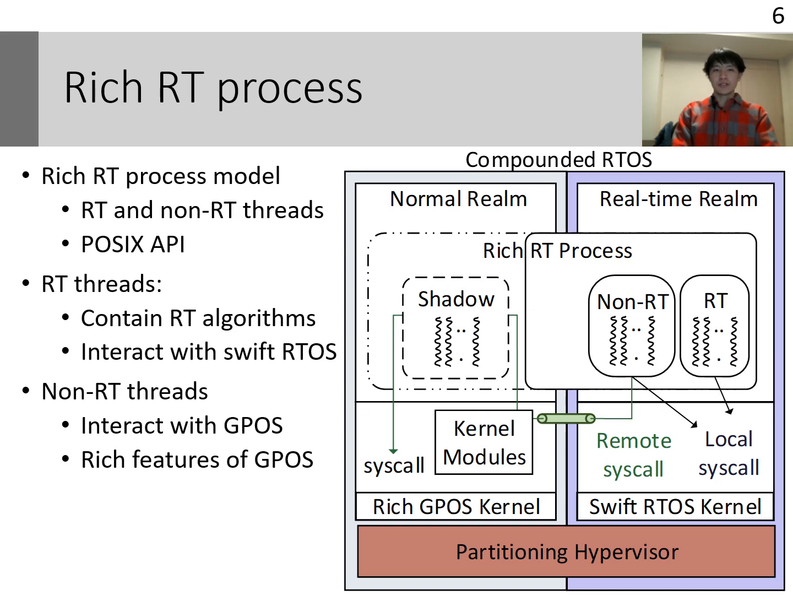A rich real-time process is executed in the real-time realm by the RTOS but has access to the normal realm's general-purpose operating system features. It has two kinds of threads, a real-time thread and a non-real-time thread. The real-time threads are responsible for executing real-time algorithms, interacting with real-time devices via real-time system calls. The non-real-time threads are used for interacting with the normal realm's general-purpose operating system and accessing its features via remote system calls. The developer creates a process with these two kinds of threads and synchronizes them using the standard process threading APIs.